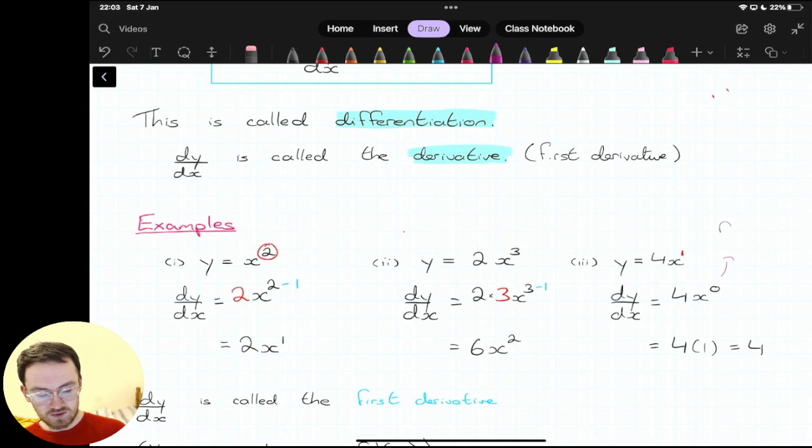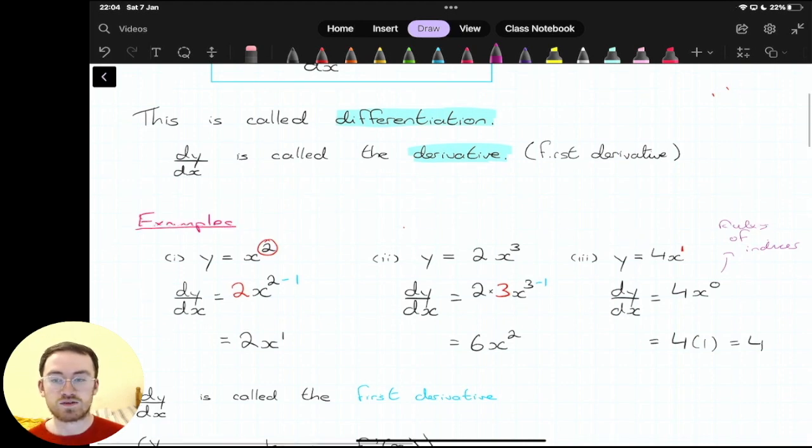So let's just make note of that. Rules of indices. And if you're unsure or you forget that, those are in your formula and tables book. So maybe have a look back over those rules of indices as well.